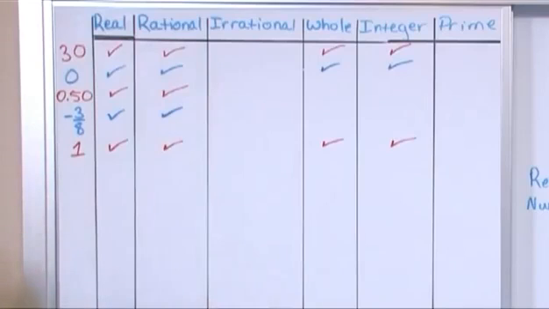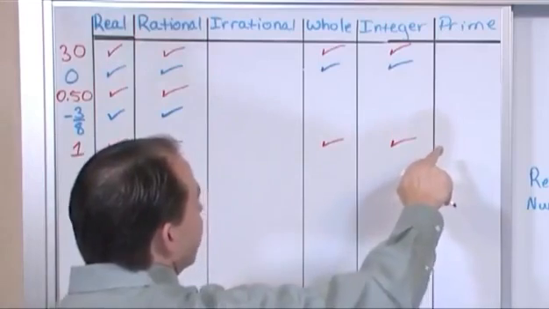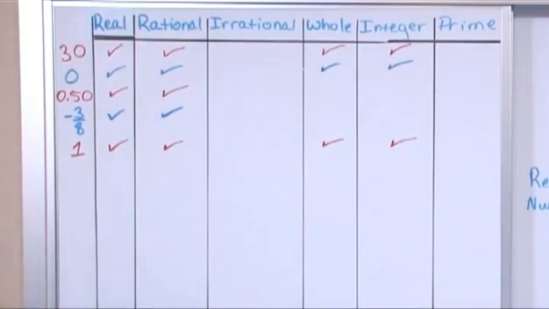So that fits into that category. It is not prime though, because prime numbers, from the definition we just had on the other board, cannot include 0 and 1. So it's not prime.